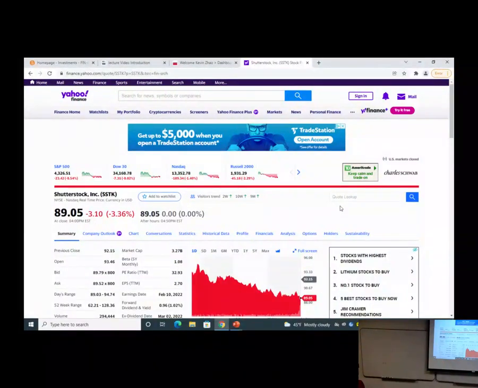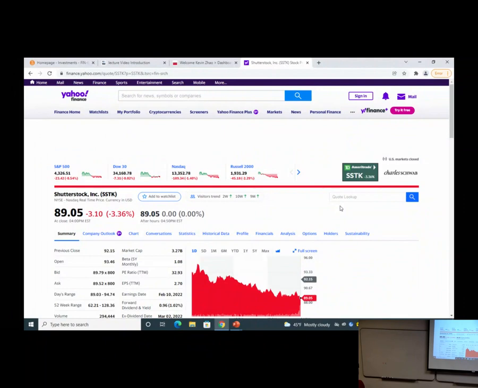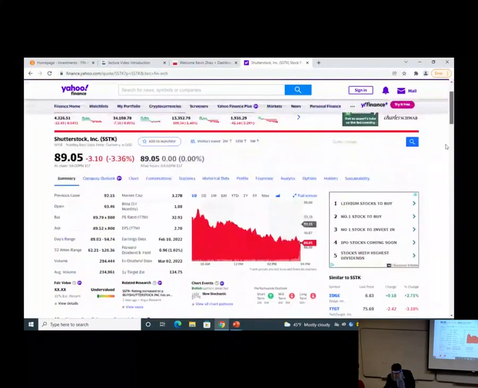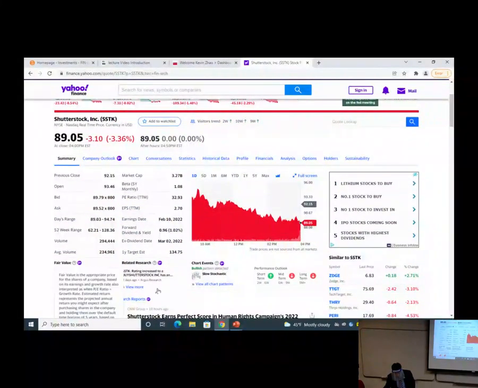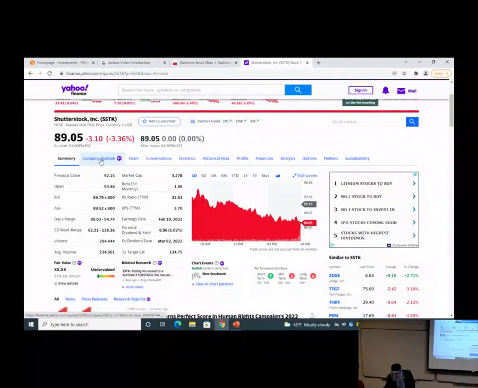some real meat. The real meat is not in the book. It's not in PowerPoint or video. You need to find the meat by collecting financial information. So the first place that I want you to go is Yahoo Finance. It's a very easy place to get more understanding about a stock you're interested in, such as SSTK. And here you can find a lot of things: stock information, company outlook.